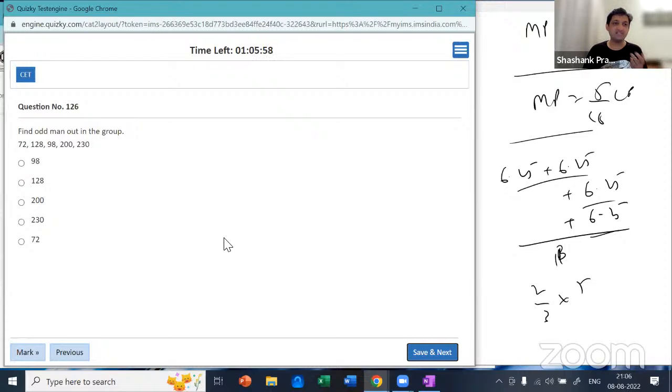72 ka half is 36. 128 ka half is 64. 98 ka half is 49. 200 ka half is 100. 230 ka half is not a perfect square. I think that is the logic. Half is not a perfect square.